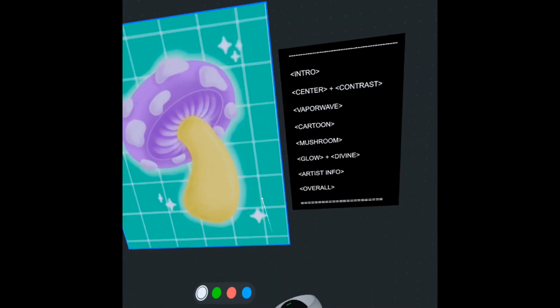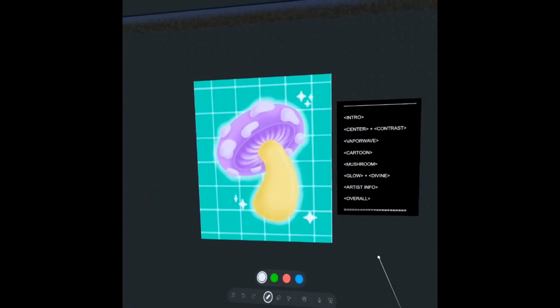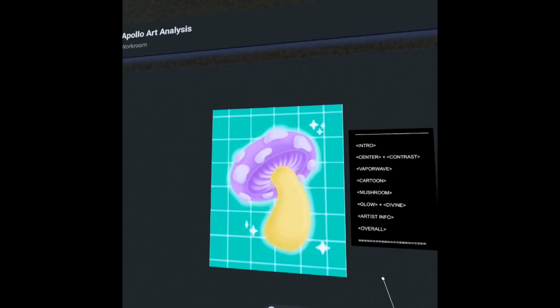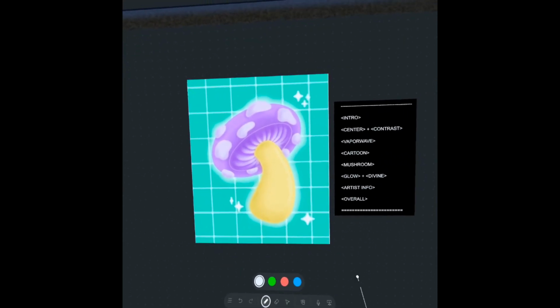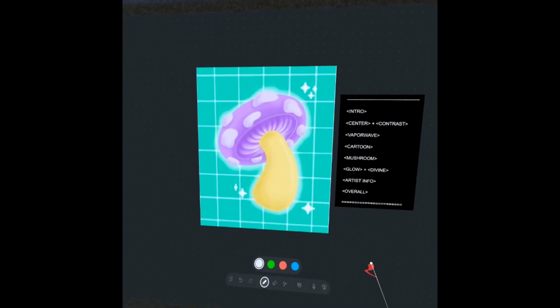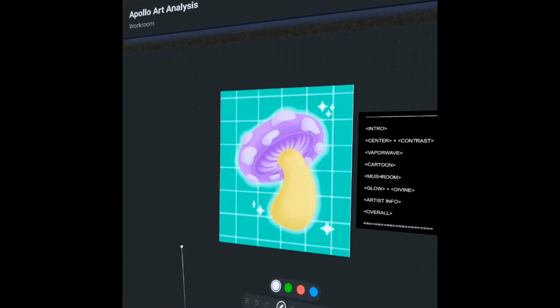So we're going to end this off real quick. I'm just going to go for the overall statement. So I would say, overall, this psychedelic digital painting presents a mushroom or an archaic mushroom in center emphasis, which glows with a high sense of divinity and purpose, in contrast against an early internet vaporwave influence.